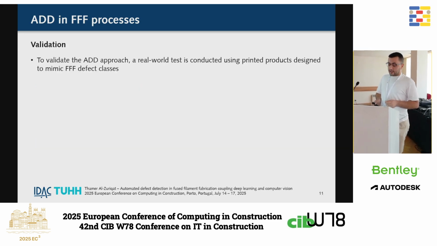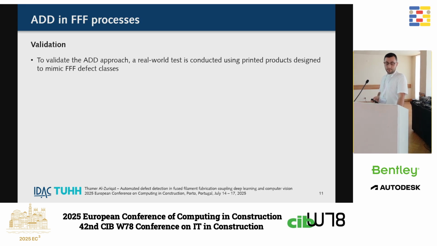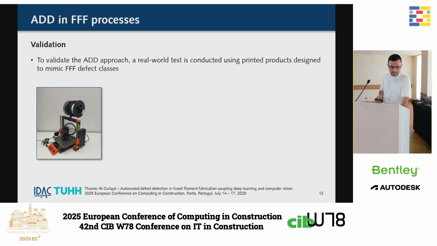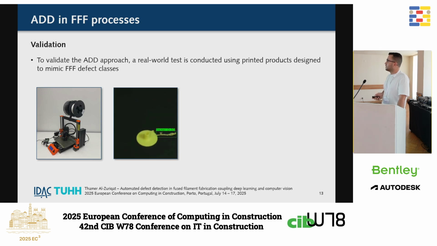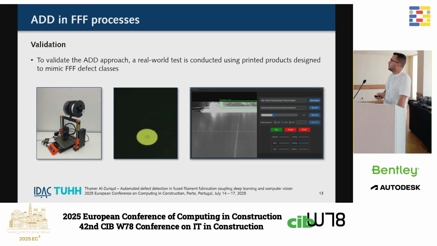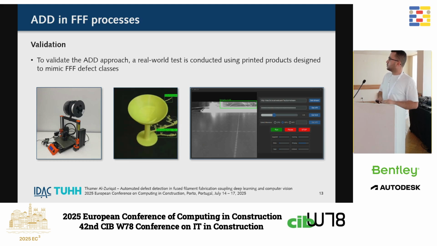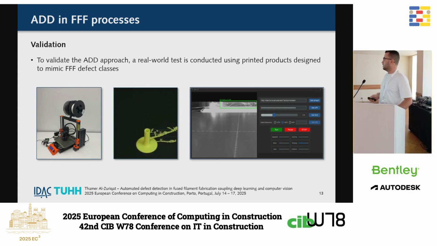For the validation, we designed 3D prints to mimic specific types of defects. Here we have the setup of the experiment. We have a Raspberry Pi connected to a camera that takes images, and those images then get sent to a computer where you have the model. This is an example from one of the printing processes, and as you can see, the defects are being detected. We took it one step further. We also integrated another graphical user interface to manage the whole process and also stop the printing process when a defect is there for more than 25 seconds.